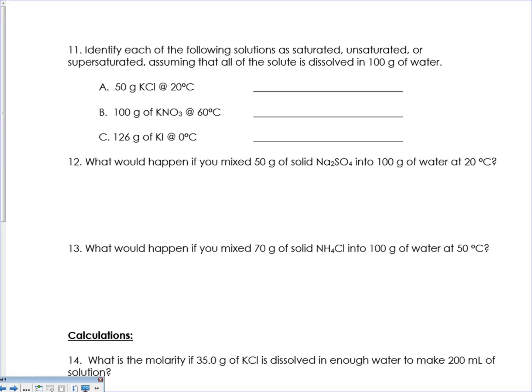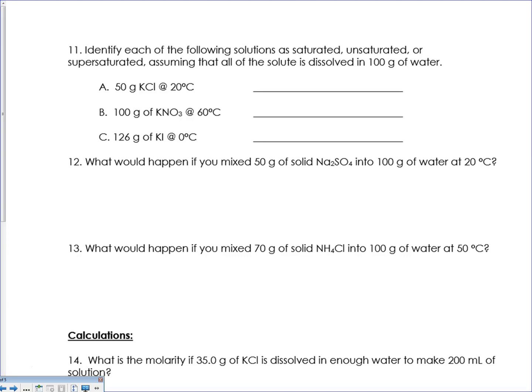This next part here is a little bit different. So what this is saying is we actually have this much dissolved. So we have, for instance, in A, 50 grams of KCl dissolved at 20 degrees Celsius. And it's asking us if it's saturated, supersaturated, or unsaturated. So what we do is we find the point 50 grams and 20 degrees Celsius, and we see if it's above the line, on the line, or below the line. If it's above the line, it's going to be supersaturated. If it's on the line, it's saturated. If it's below the line, it is unsaturated. So we're comparing it to that line for KCl.